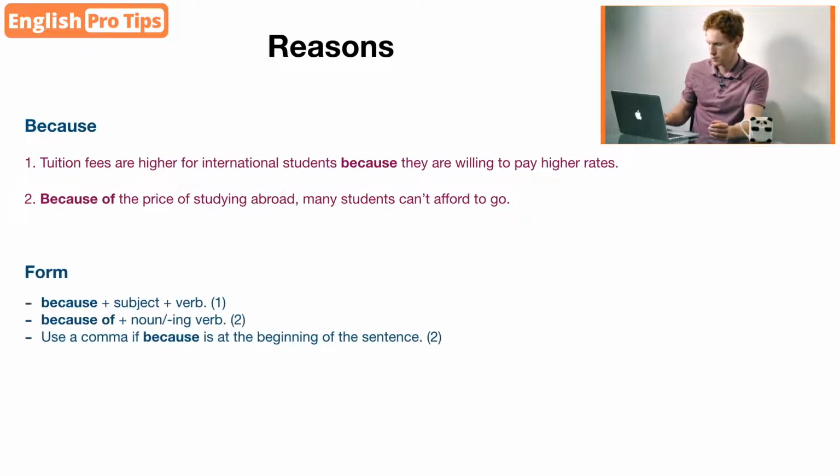So, the form. Well, we have because plus the subject and then a verb, as in sentence number 1, or because of and then a noun or an ing verb, as in sentence number 2. And like the others, we have a comma if because is at the beginning of the sentence, which we can see in sentence number 2. Now, even though because is advanced grammar used in this way, it's still a very common word and it won't really impress the examiner much. It's better to use some of these other words that we can also use to convey a reason.